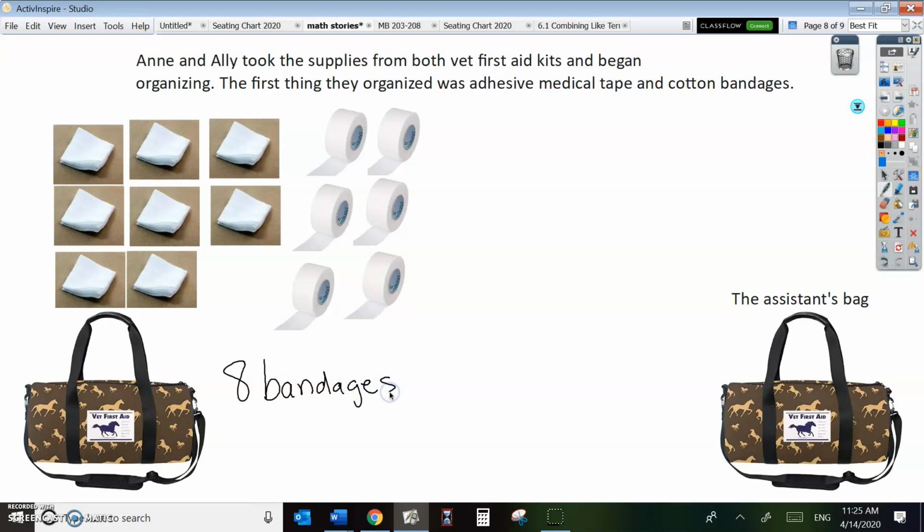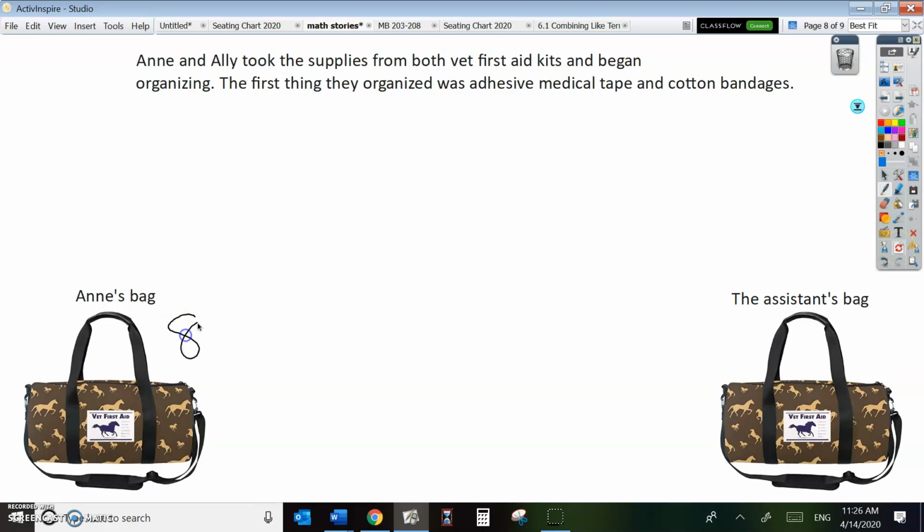But we'll make it shorter, and we'll say that that is 8B, because bandages equals B. Alright, 8B means 8 bandages, and 6 rolls of tape. So we'll call that 6T. So Anne's bag is 8B plus 6T. Okay, let's clean this up. So we know that this one was 8B plus 6T.